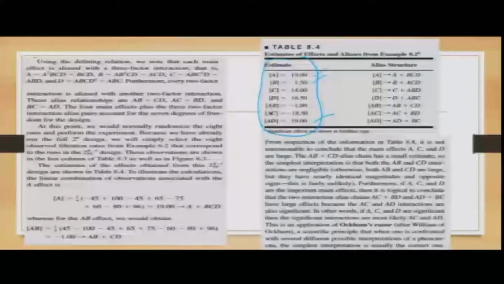From inspection of the transformation as given in table 8.4, it is not unreasonable to assume that the effects are done in such a way that they give us the best possible combination of results in order to find out the factorial effect of 2 to the power 4, but now the overall number of calculations has been reduced to the maximum possible extent.